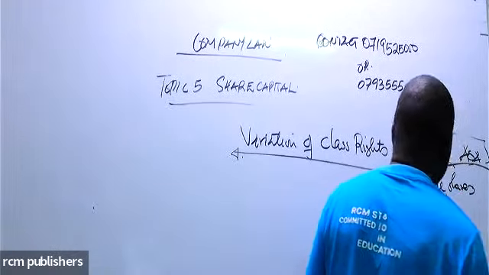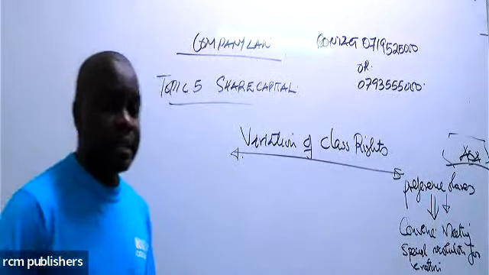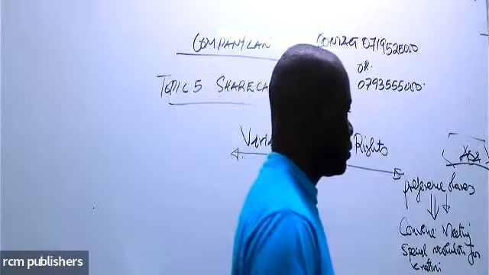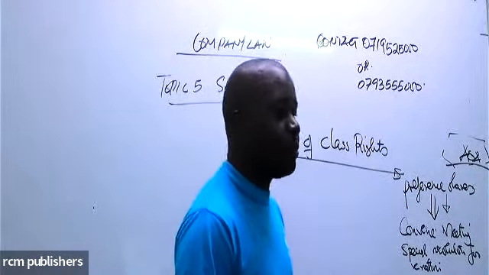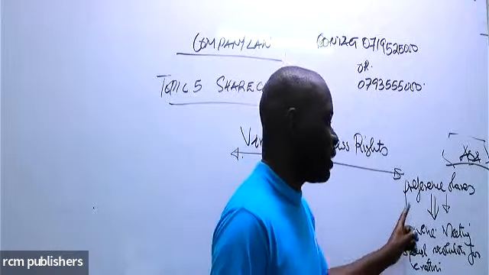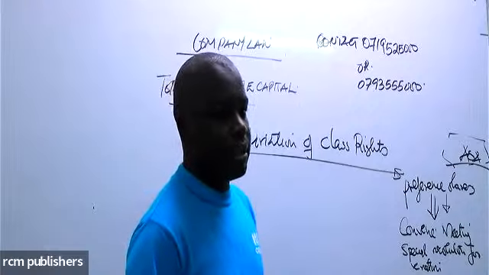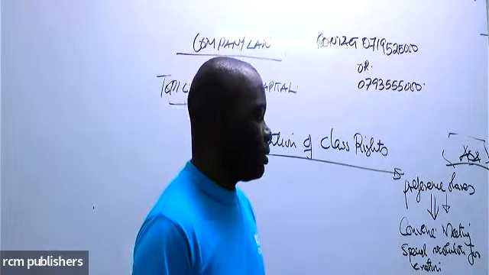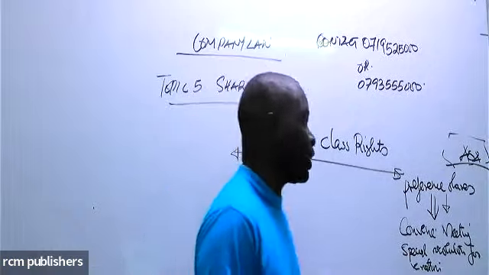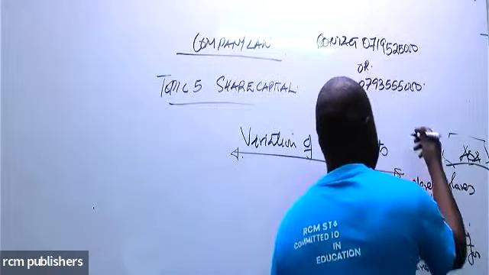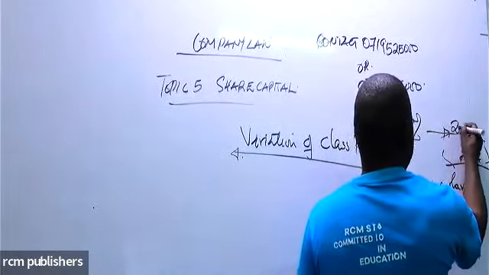A special resolution needs what percent of voting rights? 75% plus. 75% plus of the voting rights of the members of that class of shares should approve the variation of class rights. Once they have approved, of course, we'll have the minority. So we said 75%, so the minority remaining is 25%.